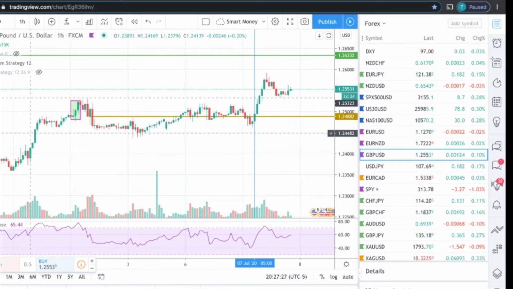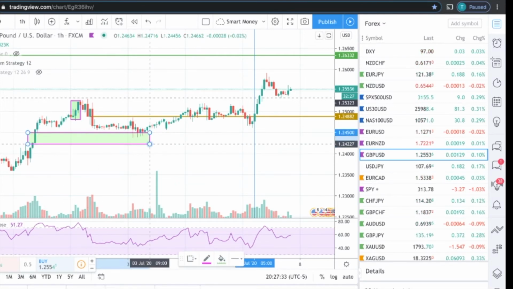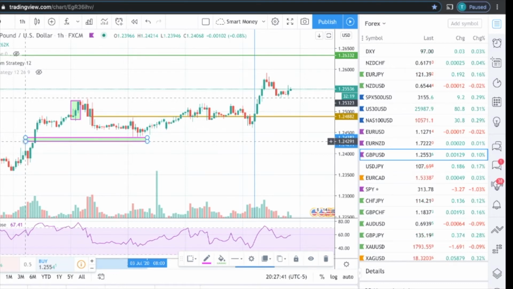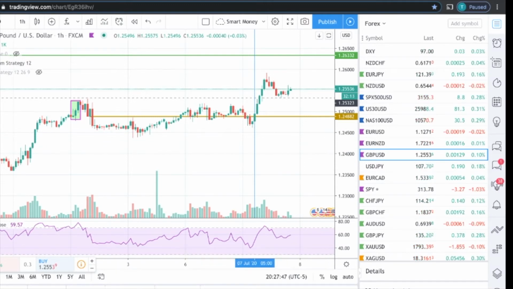Another reason why I thought that is because there was a huge, you can see there's just this huge imbalance right here. I mean, some of that imbalance got taken out, but I thought maybe it would still come down and grab this imbalance, because there's been some others that I've seen lately have that. So with that being said, let's go over some others that I've been taking a look at.